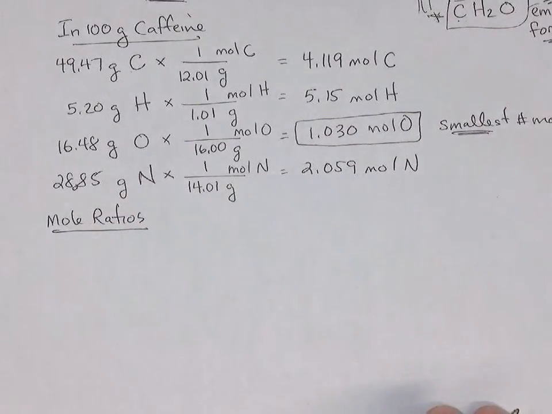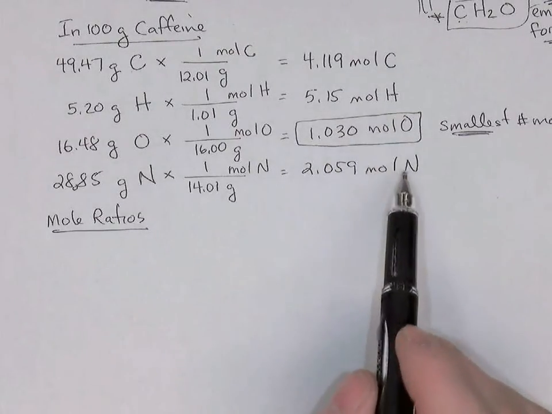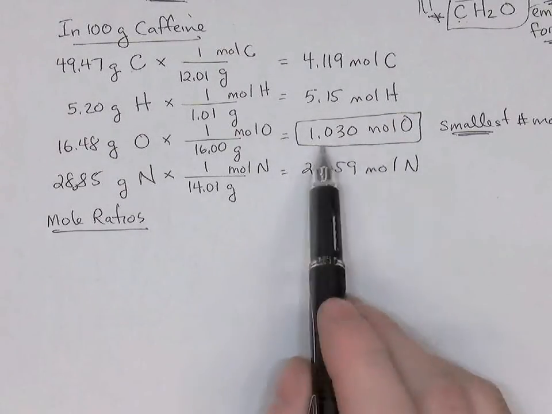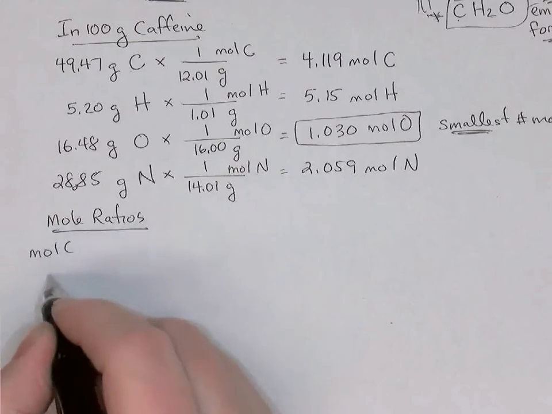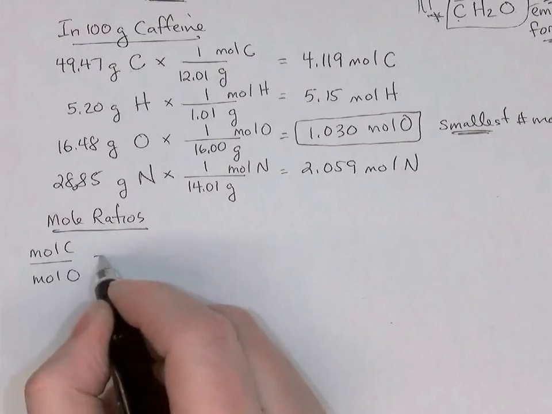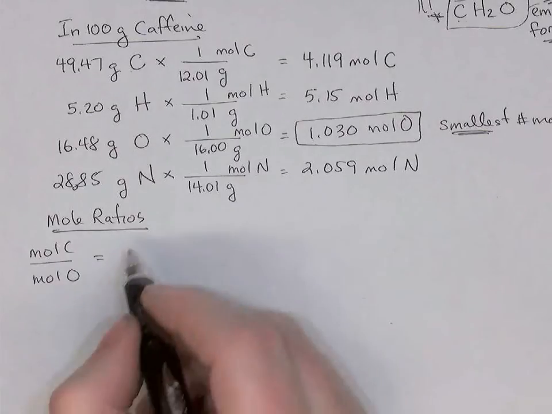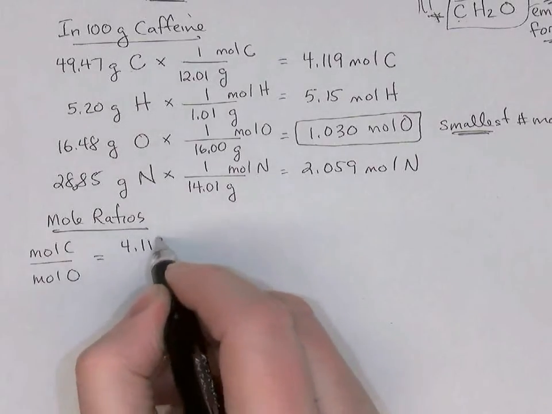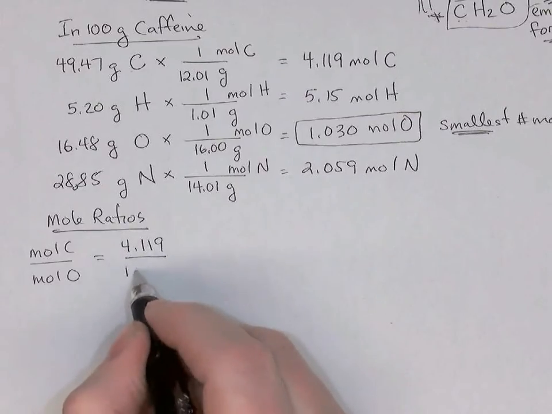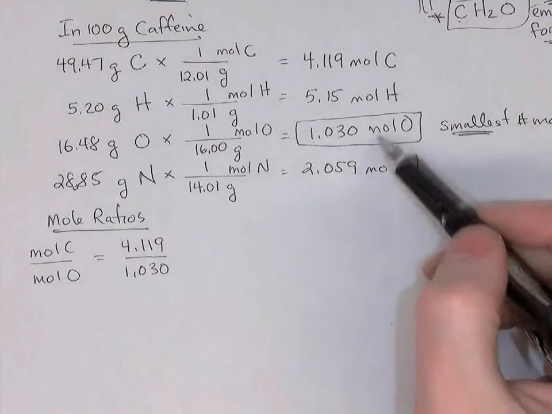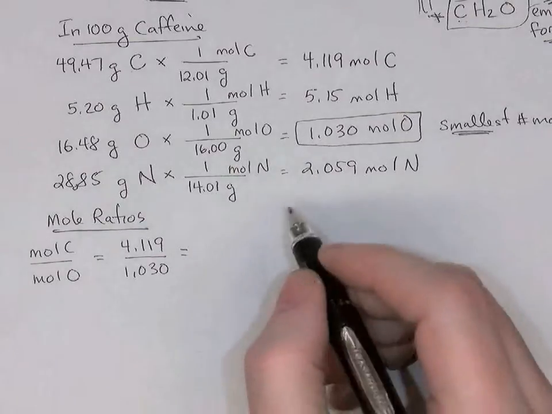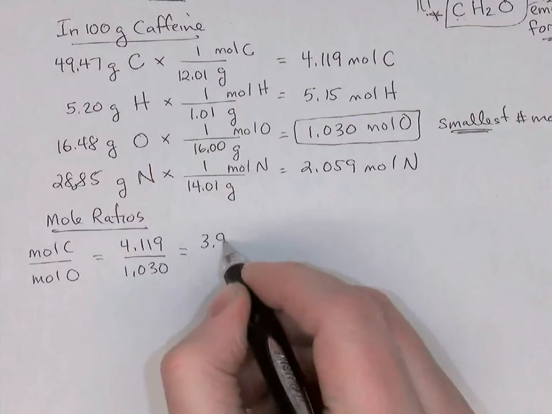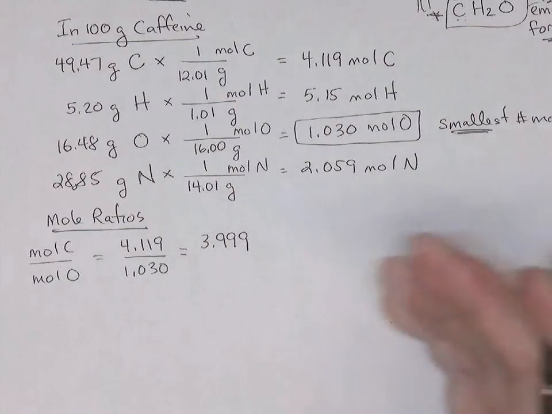Okay, so let's take the other moles, carbon, hydrogen, nitrogen, and divide each one by the smallest one, which in this case was oxygen. So if I take the moles of carbon, divide by the moles of oxygen, what would that ratio be in the compound? Well, it's 4.119 divided by 1.030. You see where those numbers came from. Equals, grab your calculator, and the calculator gives me a very nice number. It says 3.999. That's really nice because it's essentially 4.